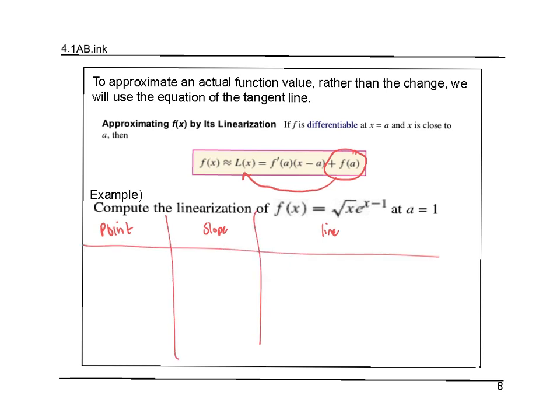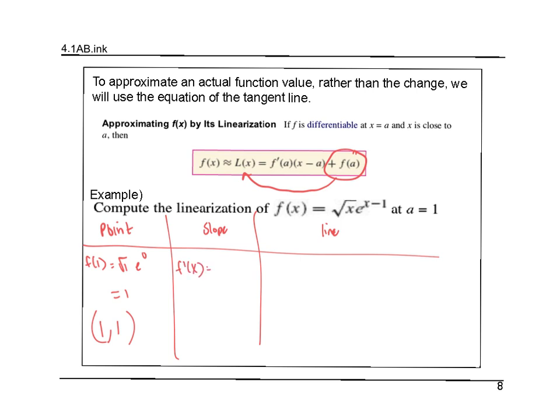All right, so our point is coming from the original function, so we need to know what f of 1 is. Square root of 1 times e to the 1 minus 1, or e to the 0, is equal to 1. So our point is (1, 1). For our slope, we take the derivative using the product rule.